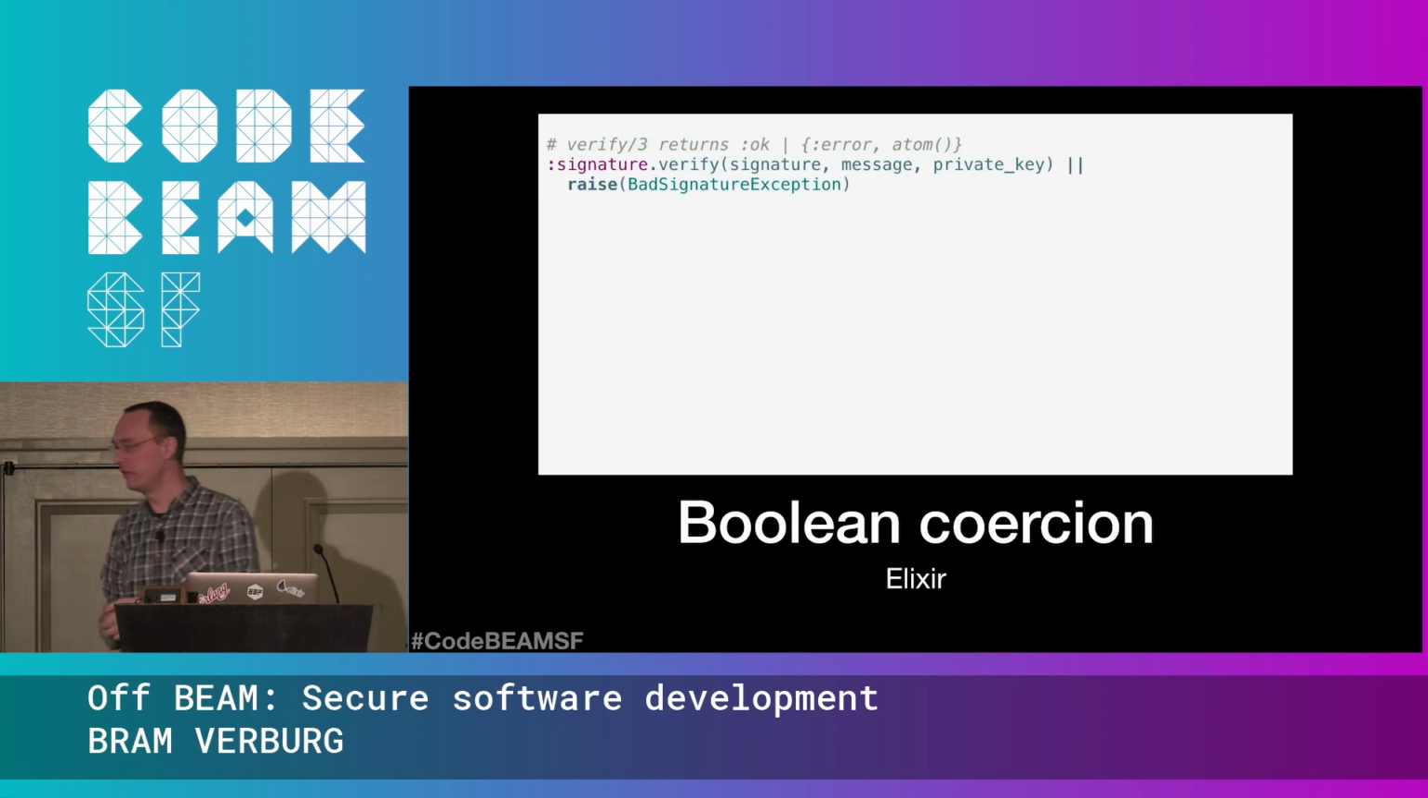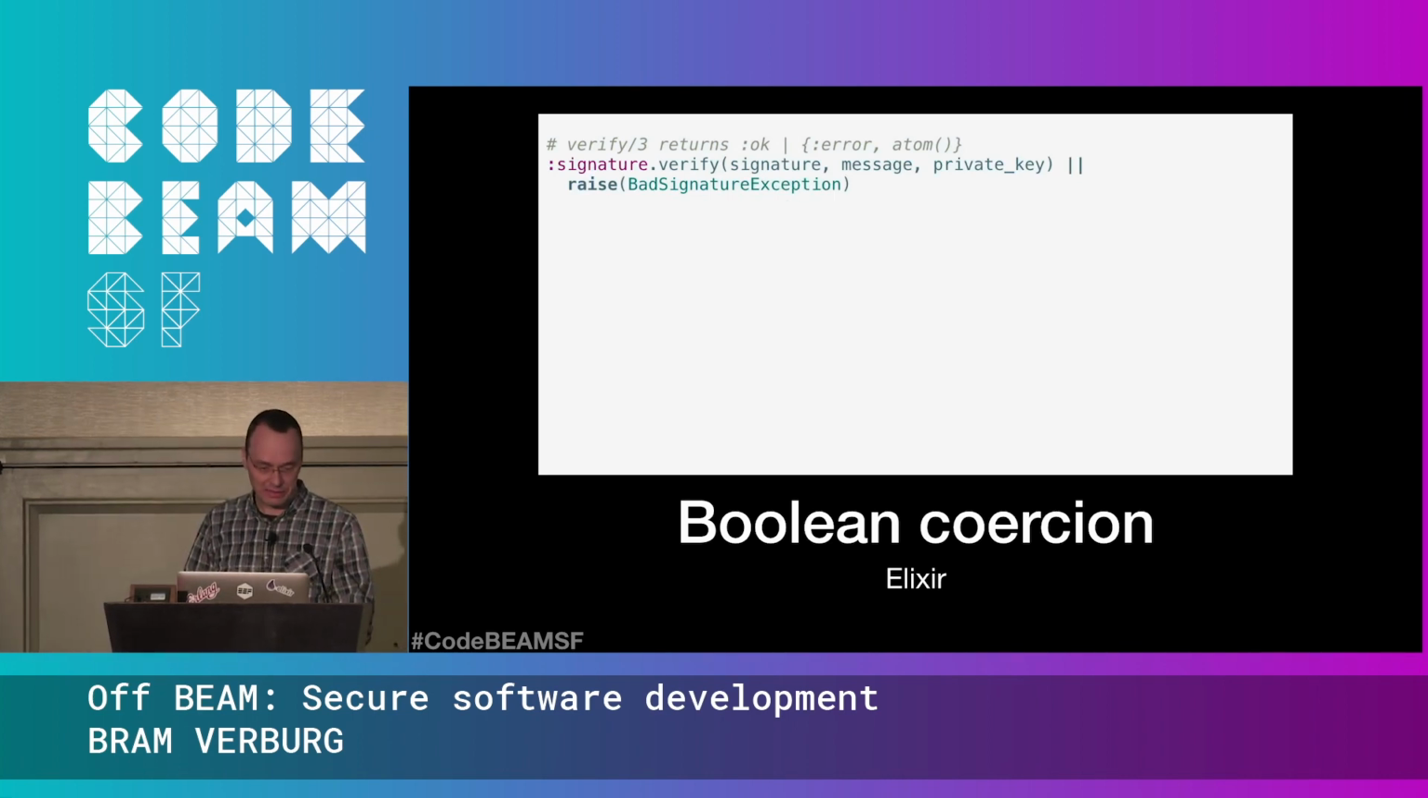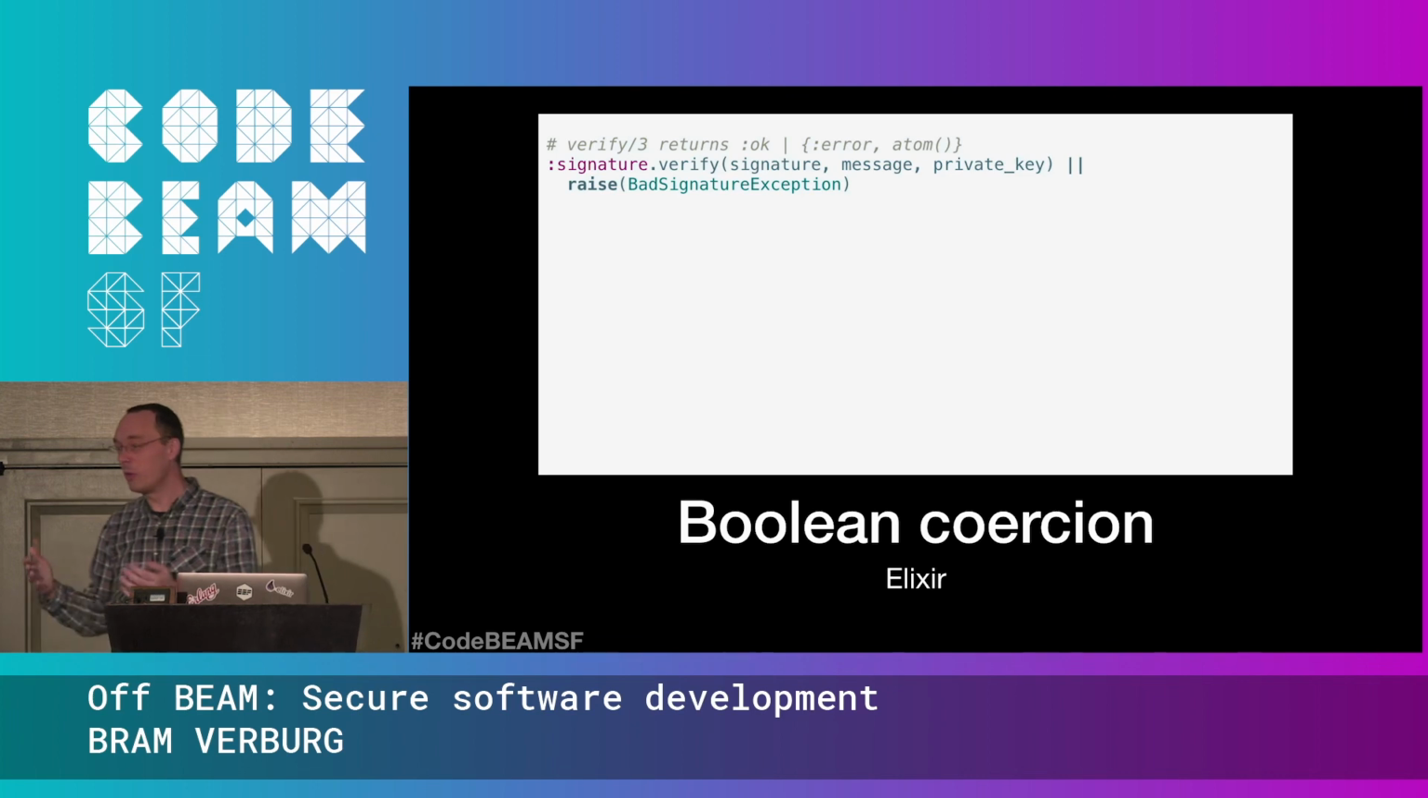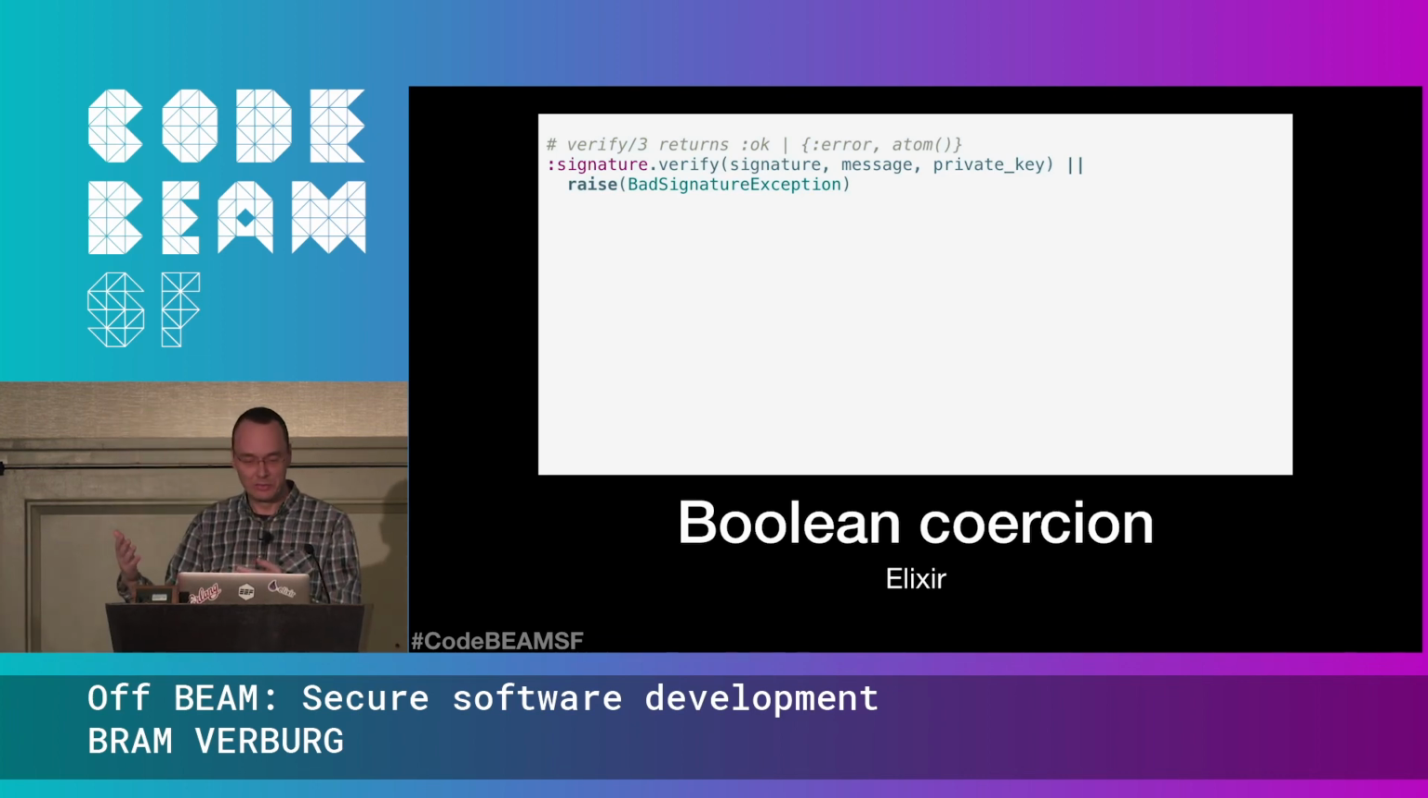Now let's look at how things can go wrong with this. Here's an example. We are calling some Erlang library that returns OK or error with a reason. I'm calling the signature verification function, and then I'm using the two vertical bars to raise an exception. Now, of course, this is always going to succeed, right? None of the possible return values of this verify function is falsy. It's never nil. It's never false. So I never get an exception. Basically, any signature is considered valid.